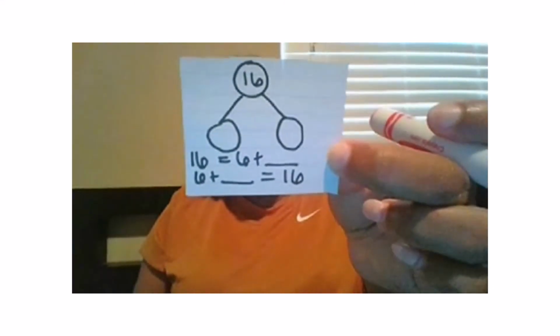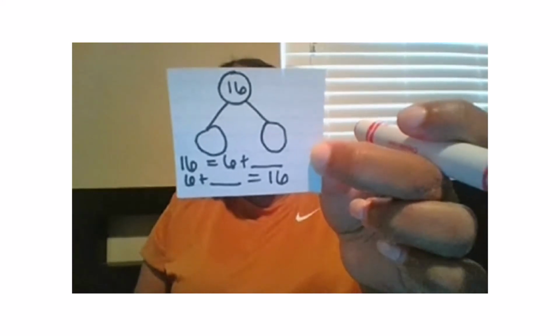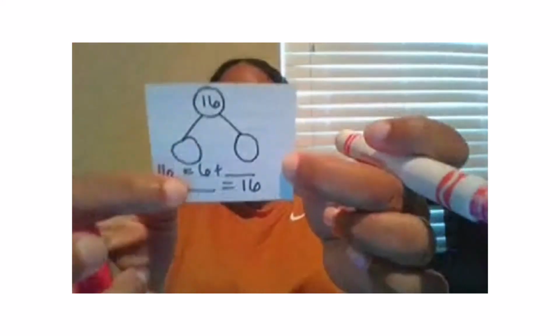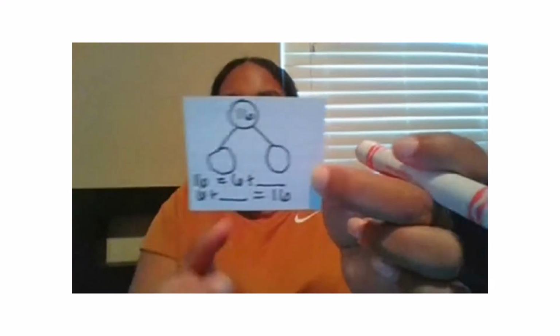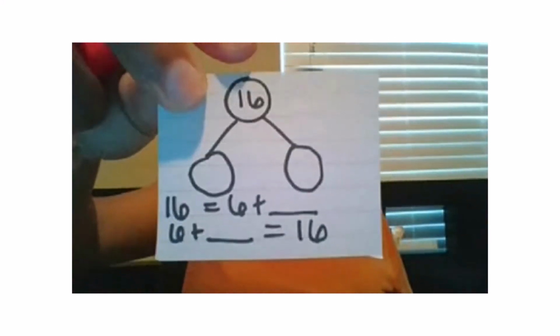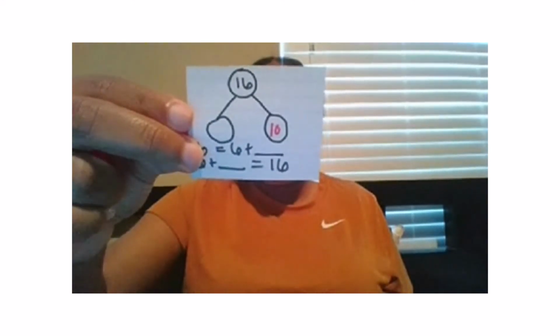Alrighty, friends. The next one. So I have my whole, and then I'm looking at the rest of my number sentences to see what I need to fill in, right? So I have 16 is 6 plus blank. Then I have 6 plus blank equals 16, right? So let's look at the number bond. All right, so I have my whole. How many 10s do I have? 1 10. Great job. So I'm going to write a 10 right here because I only had 1 10. How many 1s do I have? I have 6 1s.